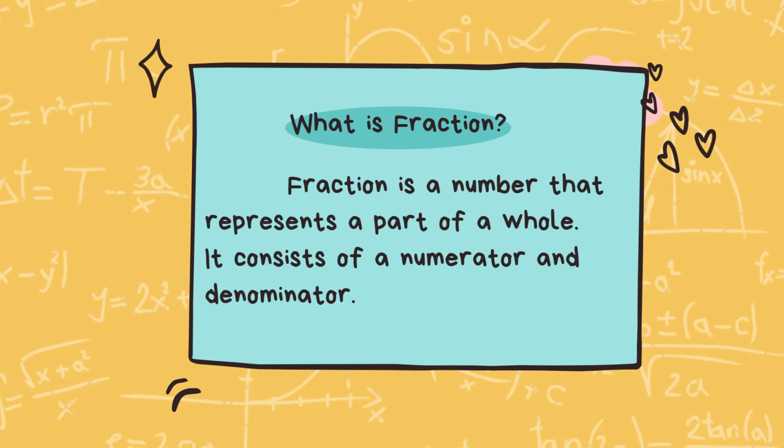We have three types of fraction: the proper fraction, the improper fraction, and the mixed fraction. Yung una, yung proper fraction, is a fraction whose numerator is smaller than its denominator. For example, 1 over 2, 1 over 4, and 3 over 5. Yung pangalawa is improper fraction. Improper fraction is a fraction whose numerator is equal or greater than its denominator. For example, 4 over 3, 3 over 2, and 6 over 5.